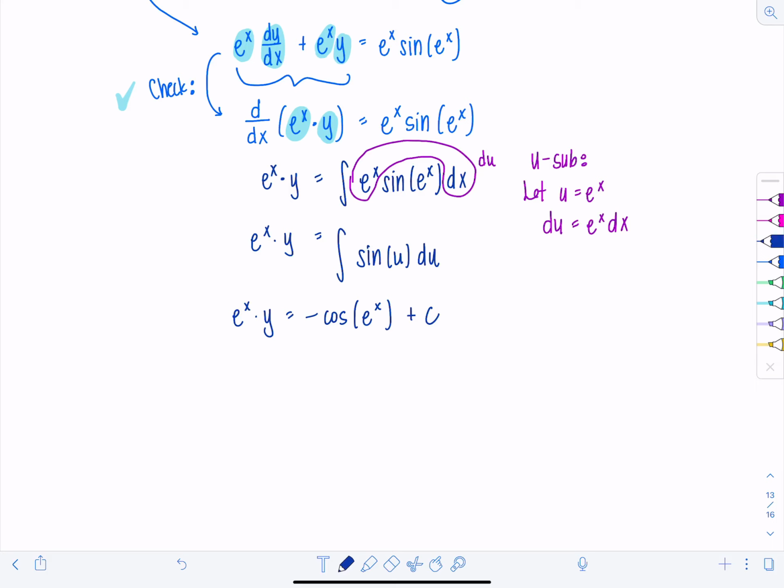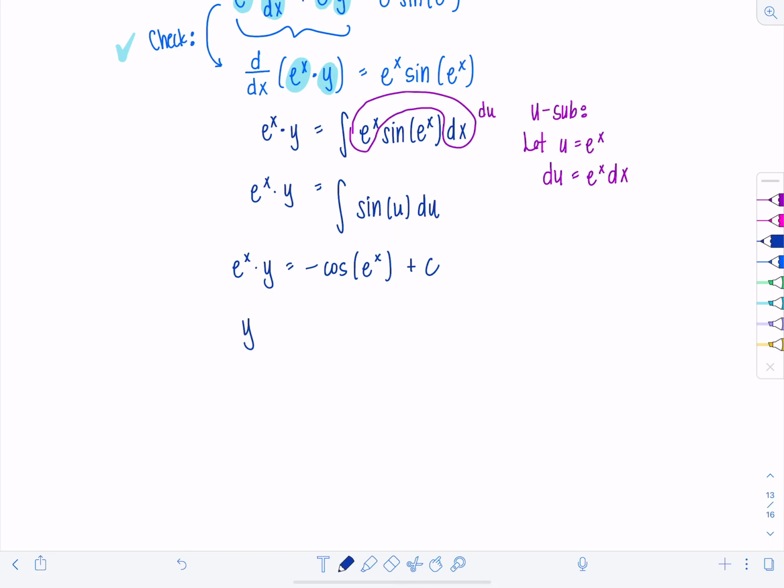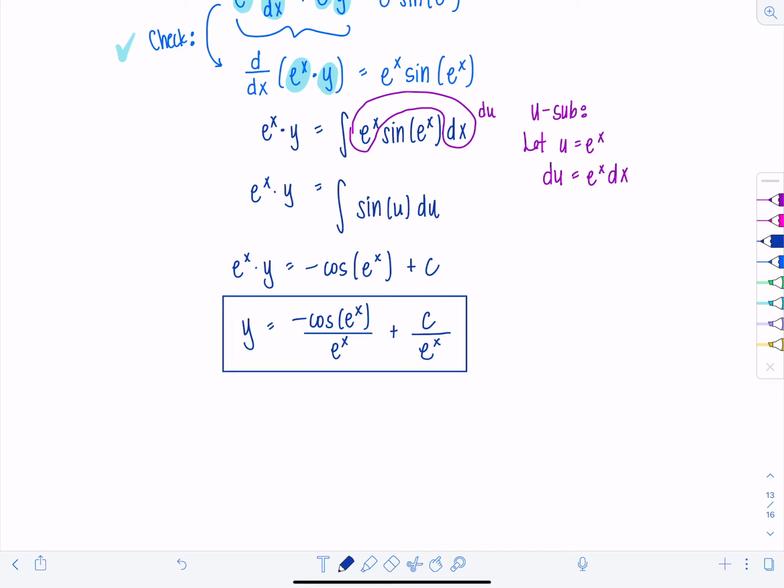All right, almost done. So to get y by itself, I'm going to divide everyone by e to the x. So y equals negative cosine of e to the x over e to the x plus c over e to the x. Okay, that one was nice and not too terribly difficult to integrate, right?